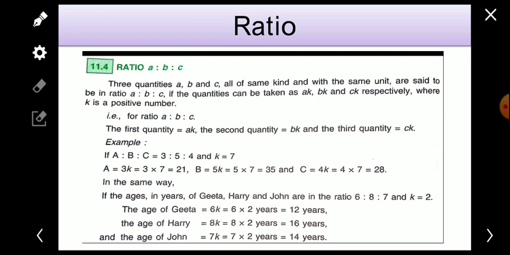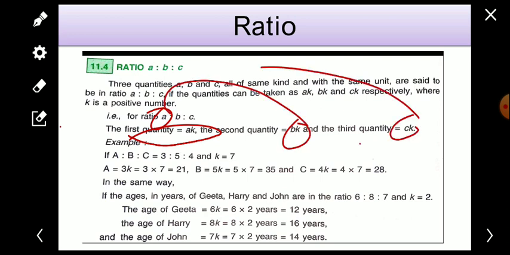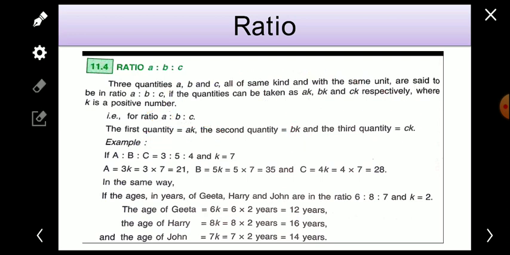So for the ratio A is to B is to C, the first quantity is A into k, the second quantity is B into k, and the third quantity is C into k. k is any positive number. So we'll learn through the example. Suppose the example is there: A is to B is to C is equal to 3 is to 5 is to 4, and it is given that k is equal to 7.